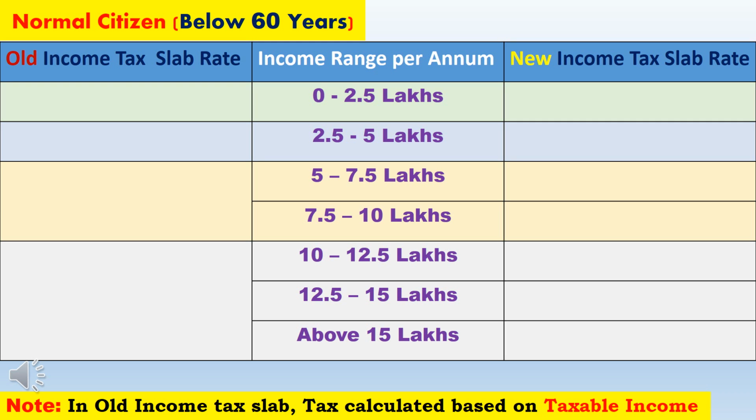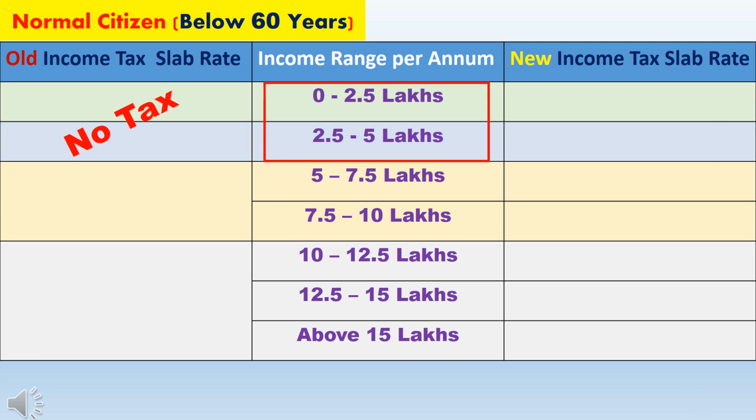First, we will see the income tax slab for normal citizens who are less than 60 years of age. First, I will explain the normal citizens' old income tax slab which we followed in the financial year 2019 to 20. According to the old income tax slab, we have to consider the taxable income for calculating the income tax. If one person's taxable income is 5 lakhs or less, then that person need not pay any tax to the government. Suppose a person's taxable income is even 1 rupee more than 5 lakhs, then that person has to pay tax to the government.